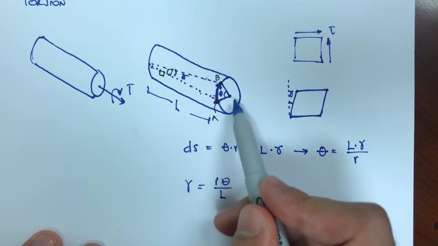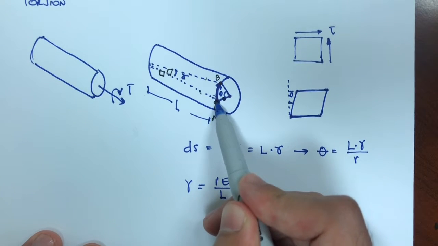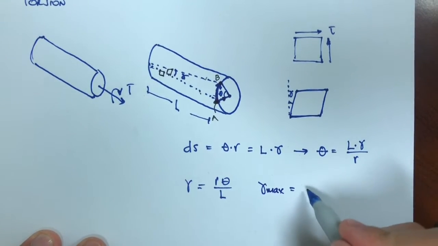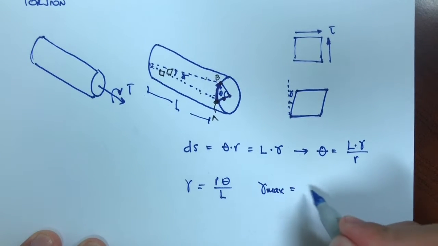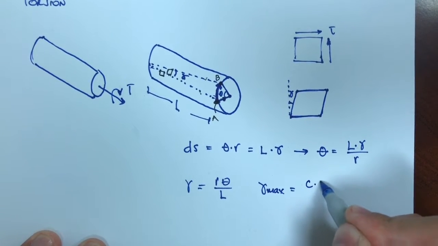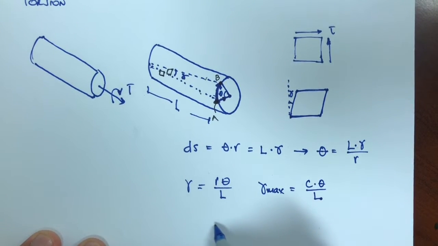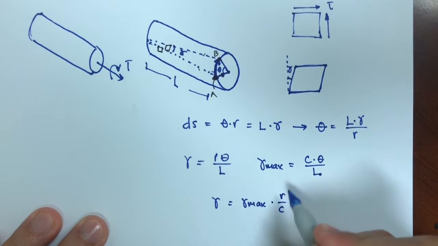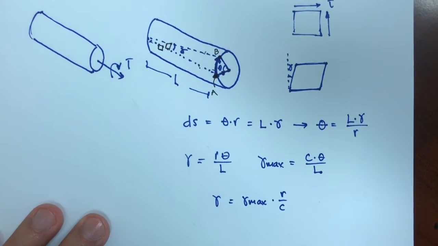So the gamma would be smaller if the radius that I'm looking for is somewhere over here in the middle and not on the surface of the rod. So basically I have a gamma max where the maximum R is equal to the maximum radius, which we usually call C, times theta over L. And if we relate these two, all we see is that gamma is just a fraction of gamma max, which is R over C, where R can be anything between 0 and C. Okay, so a linear relationship between those two.